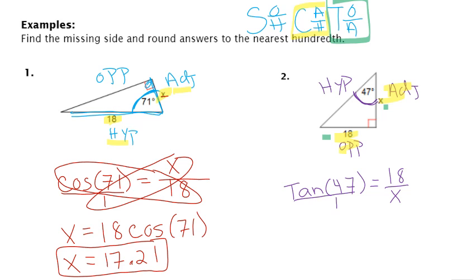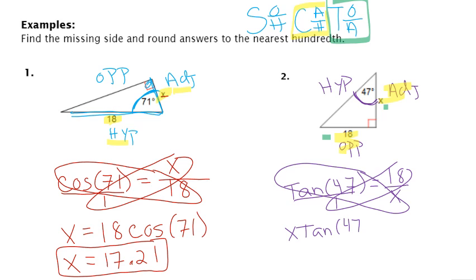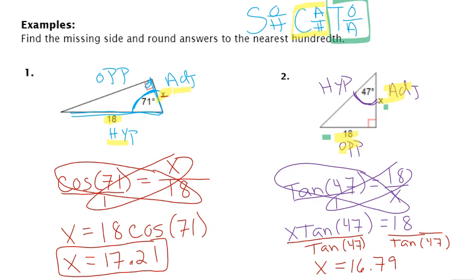So I'm going to put a 1 underneath. I'm going to cross multiply. Notice the x isn't by itself. X is actually being multiplied by tangent 47, which again isn't 47, it's just a decimal. I'm going to divide both sides by that value, just like you would with any linear equation, to get x by itself. So 18 divided by tangent of 47 is actually going to end up being 16.79. So the length of that side is 16.79 units.